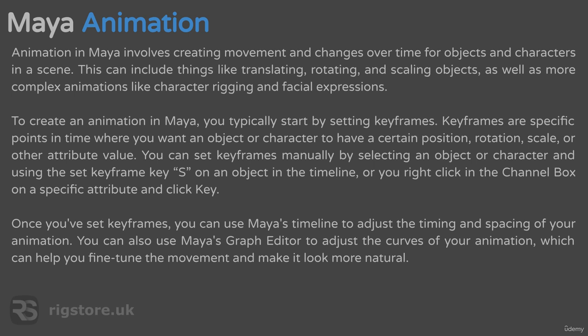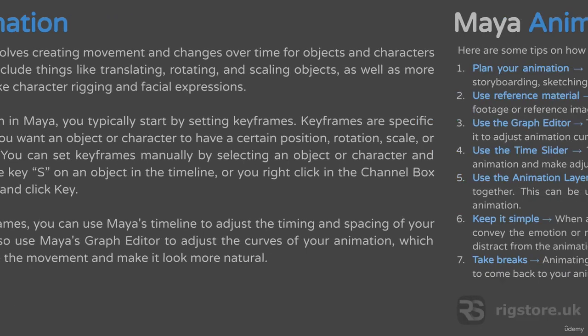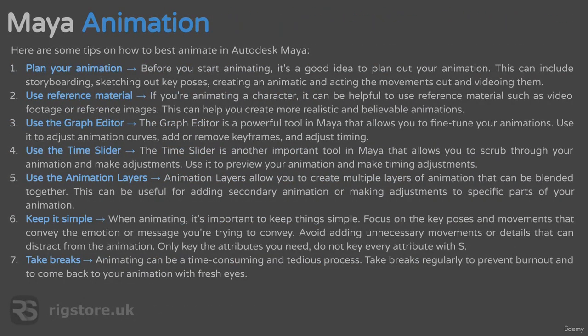Once you've set keyframes, you can use Maya's timeline to adjust the timing and spacing of your animation. You can also use Maya's graph editor to adjust the curves of your animation, which can help you fine-tune the movement and make it look more natural. Here are some tips on how best to animate in Autodesk Maya.